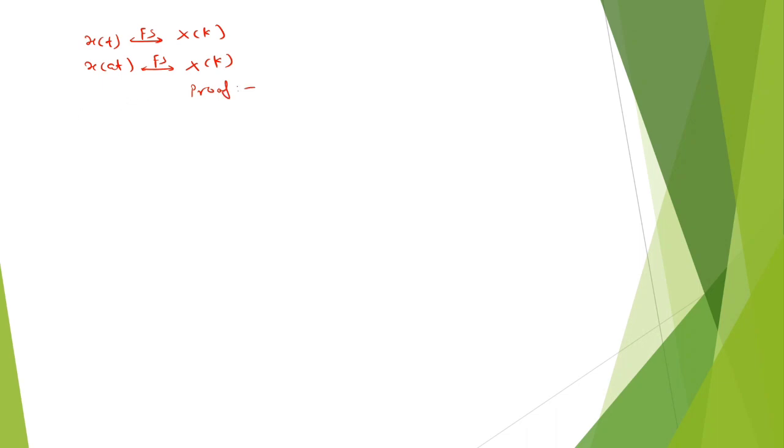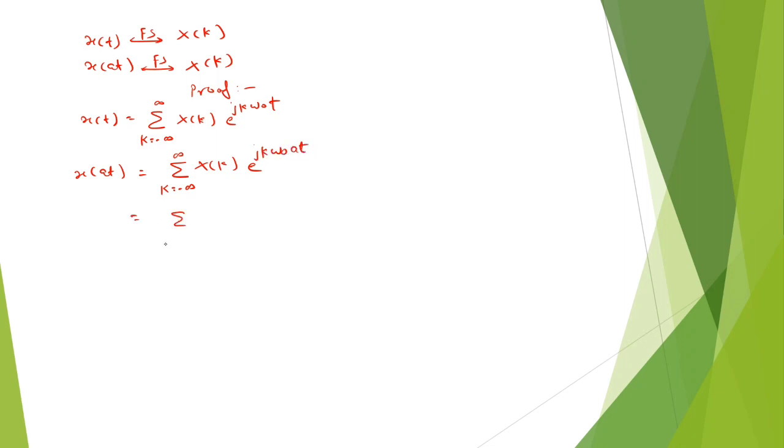Now we have by definition of Fourier series, x of t is equal to summation k is equal to minus infinity to infinity x of k into e raised to j k omega 0 into t. Therefore, the Fourier coefficient of x of a t is given by summation k is equal to minus infinity to infinity. Now just replace this value of t by a t. So x of k will be as it is, e raised to j k omega 0 into a t.